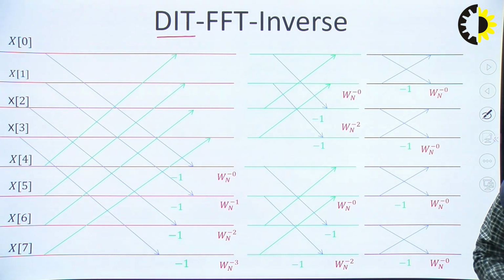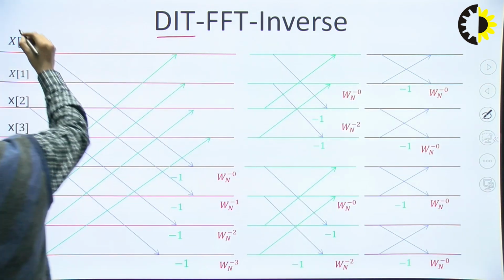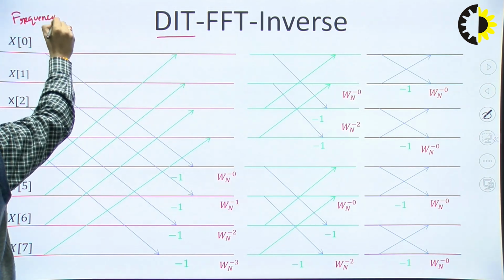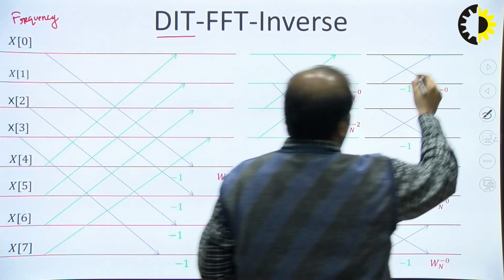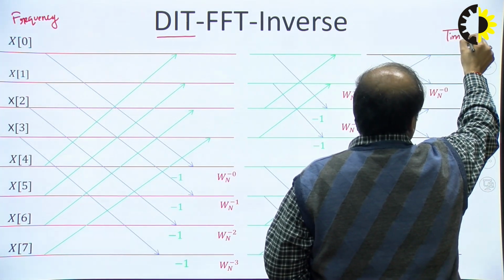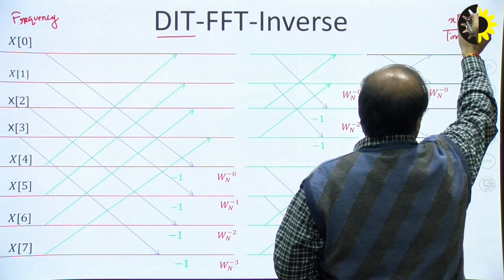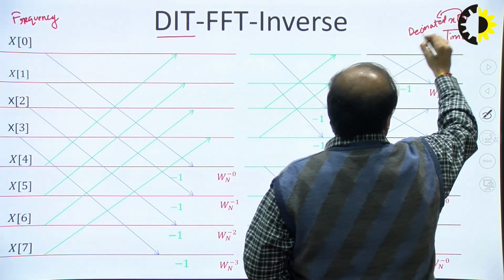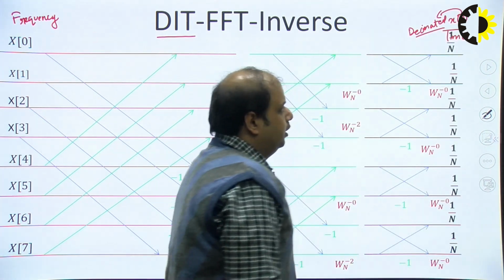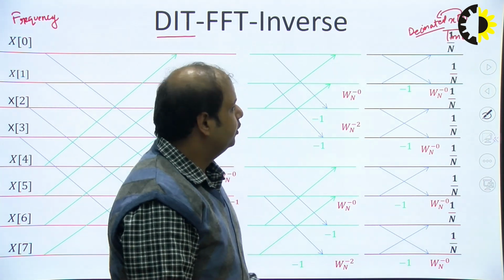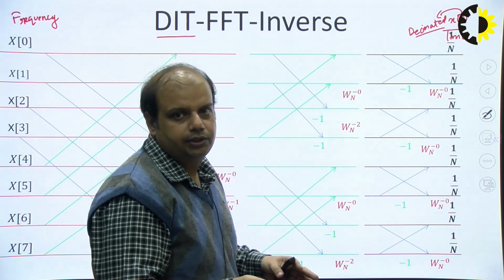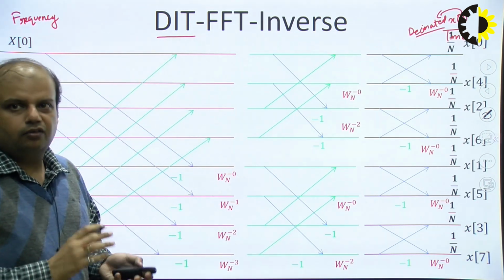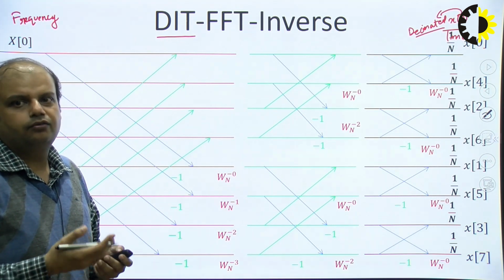Finally, we get small x's. So this was frequency. This is time. So what is time? x of n. But x of n, n is decimated. So you can understand we'll get x of 0 to x of 7, but before that also there is a factor of 1 by N, because in the definition of inverse there is 1 by N. So 1 by N multiplied by x of 0, we will get x of 4, x of 2, x of 6, 1, 5, 3, 7.